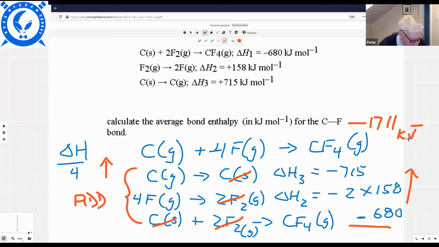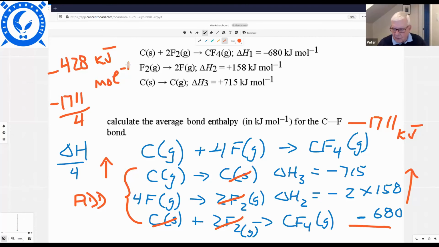Minus 1711 kJs. So therefore, the final delta H that I want is minus 1711 divided by 4. Because I formed 4 carbon-fluorine bonds, so then each one will be minus 428 kJ per mole. And so if you look in your data booklet for the average bond enthalpy for a carbon-fluorine bond, you will find that number. And this is one way of computing it by simply using Hess's law to combine the different equations to come up with the desired end result.